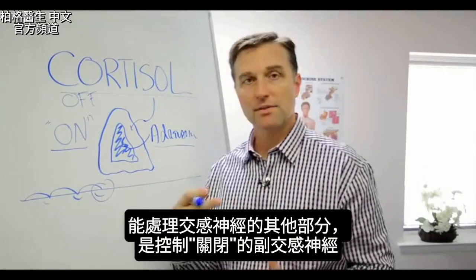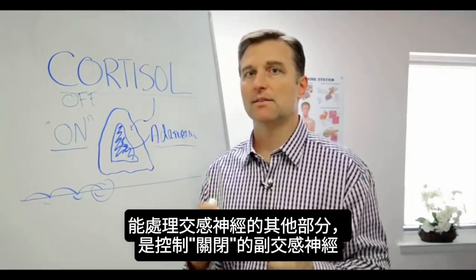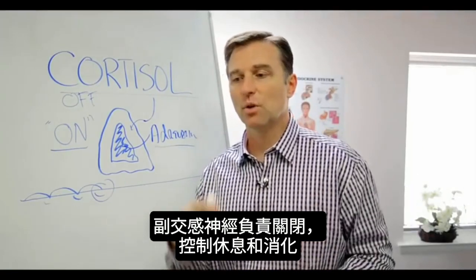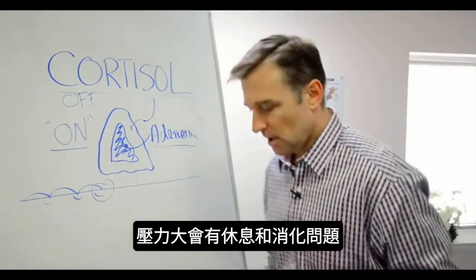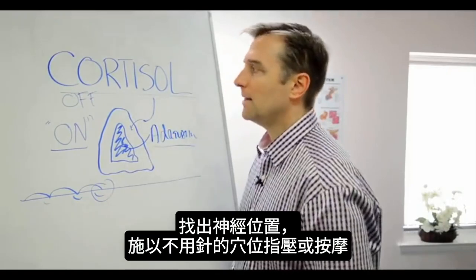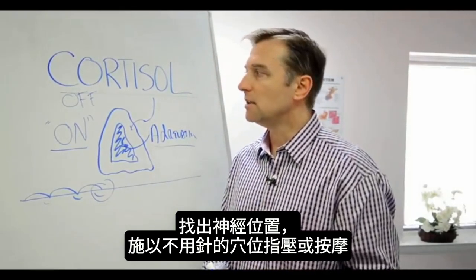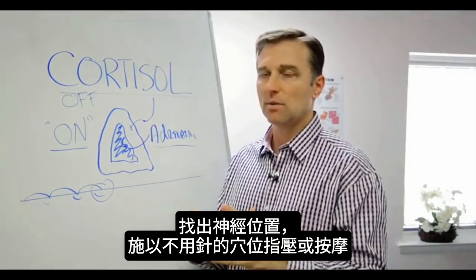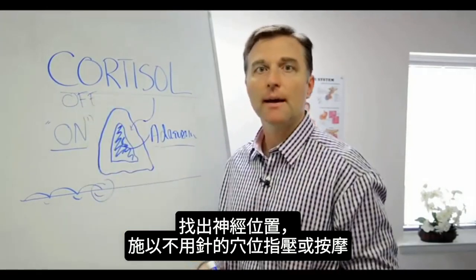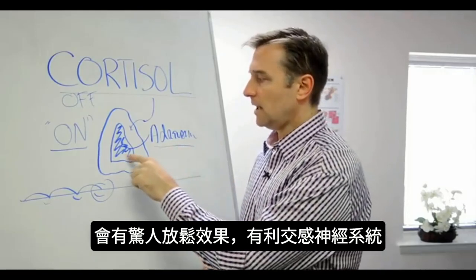And there are other parts of the nervous system that control the off switch, and that's called the parasympathetics. So that's another word. Parasympathetics means the part of the nervous system that turns things off because it controls rest and digestion. So inevitably, someone that's stressed usually has problems with resting and digestion. So if you look at the whole body and find out where these things are located, you can do techniques, acupressure without needles or massage on these locations, and create an incredible relaxation effect that actually helps this part of the nervous system.